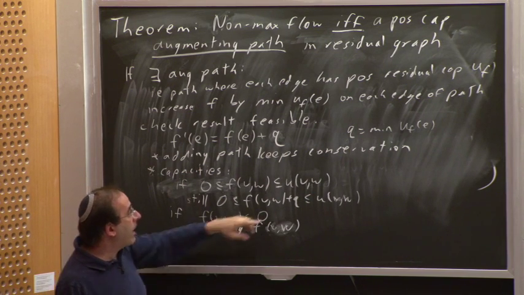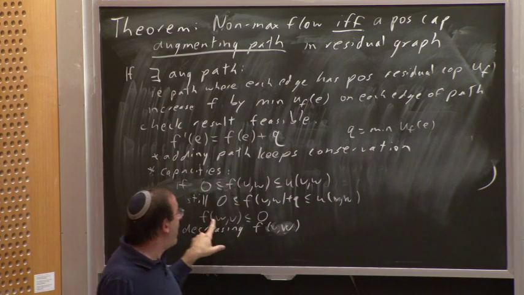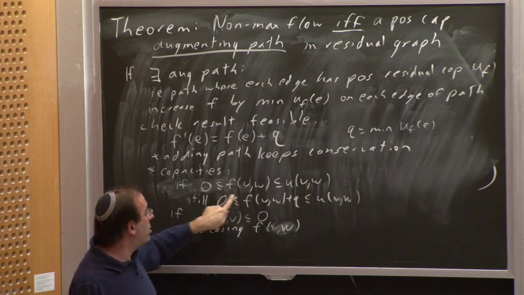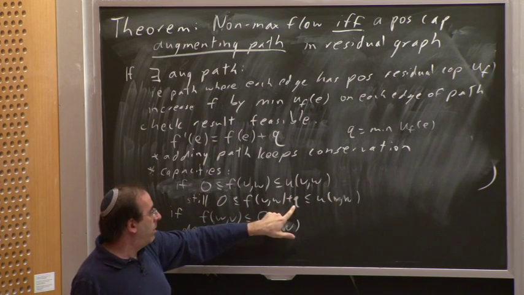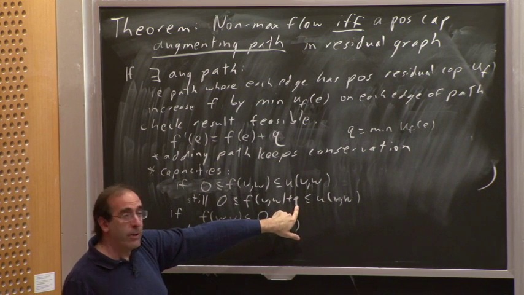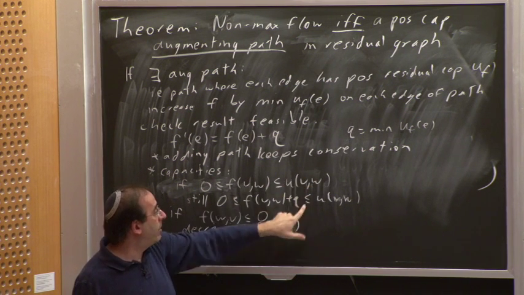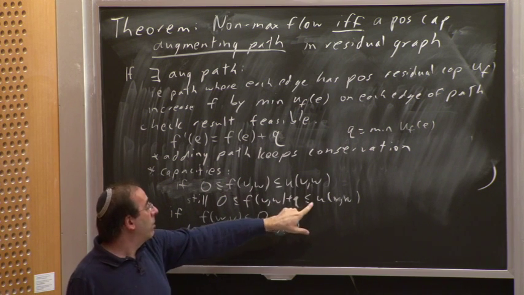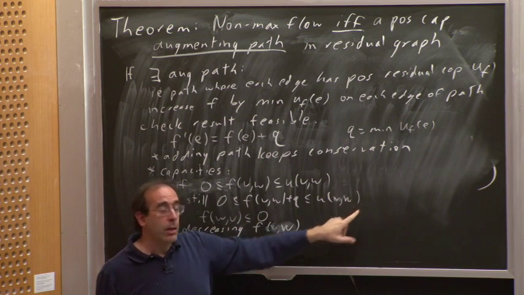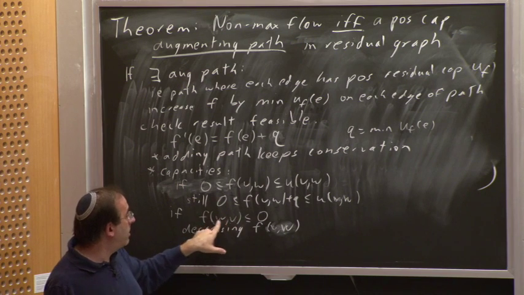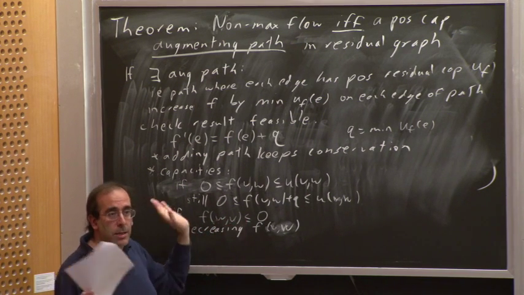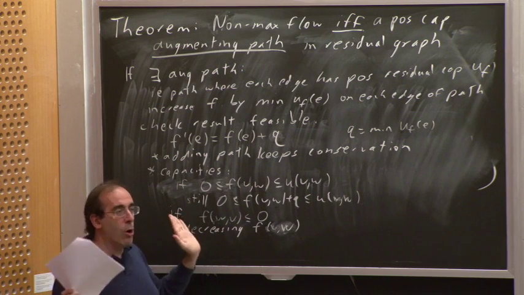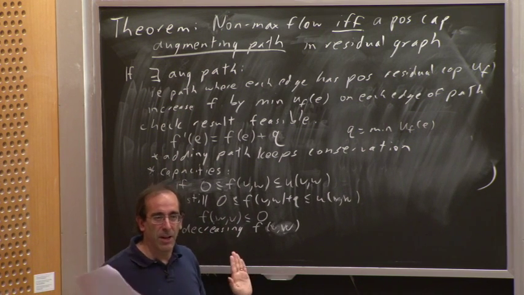In other words, we may actually add so much to f of WV that it becomes positive, but in that case, we've chosen a Q that's less than the minimum available capacity, and so the flow from W to V plus Q will be less than the capacity from W to V. But in the opposite direction, we may actually be increasing a negative value, but that doesn't matter because we're still going to obey the capacity constraints if we're negative.